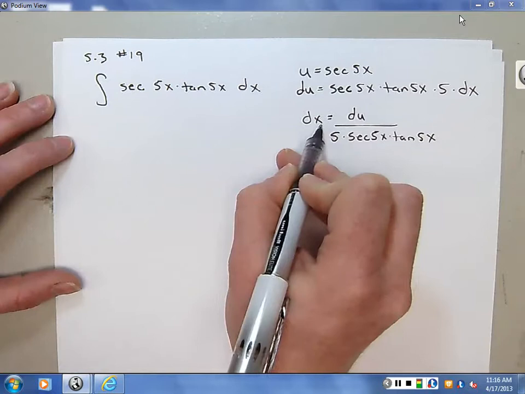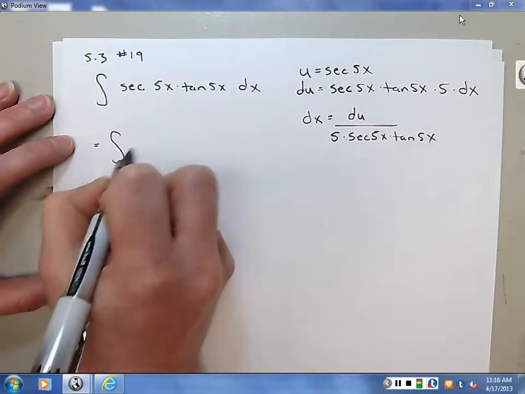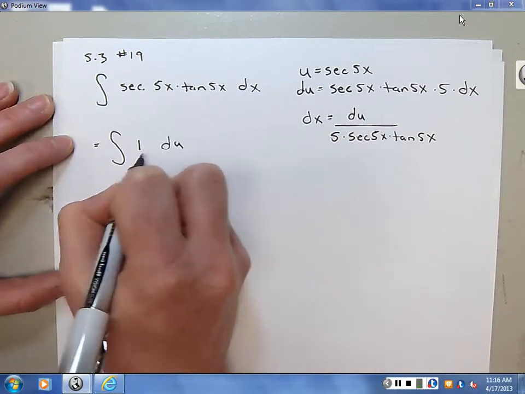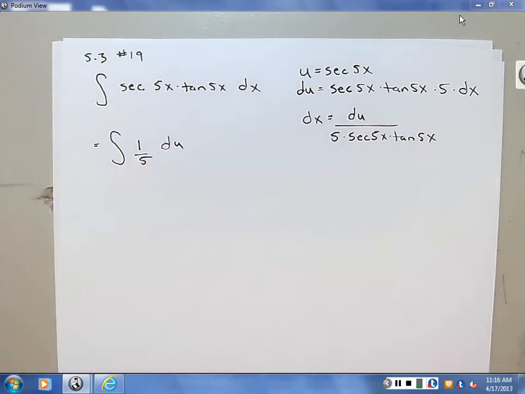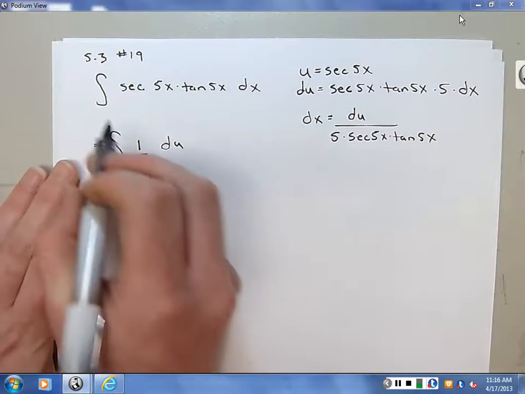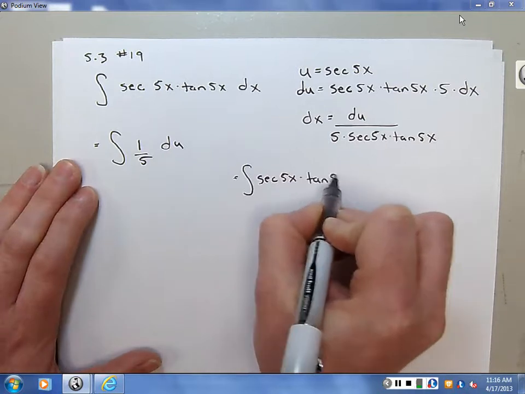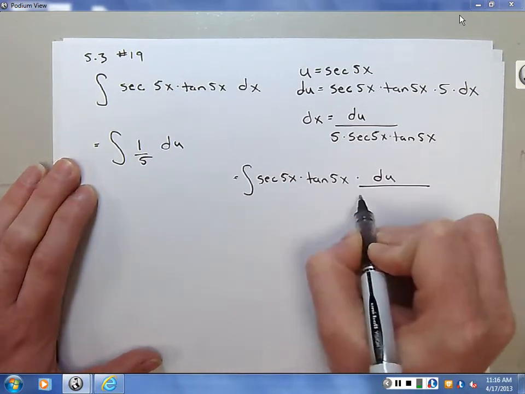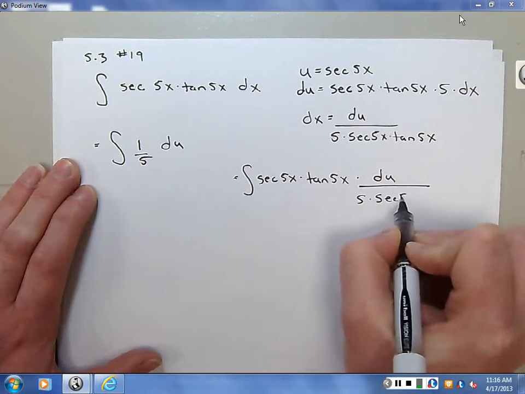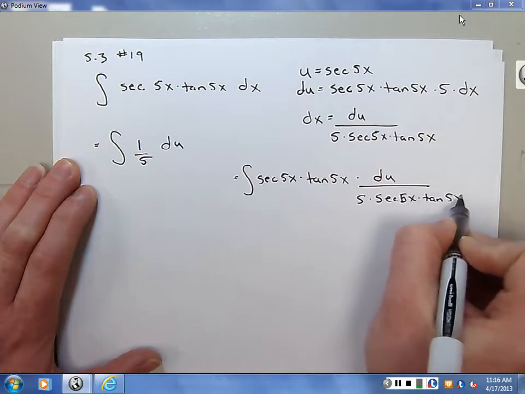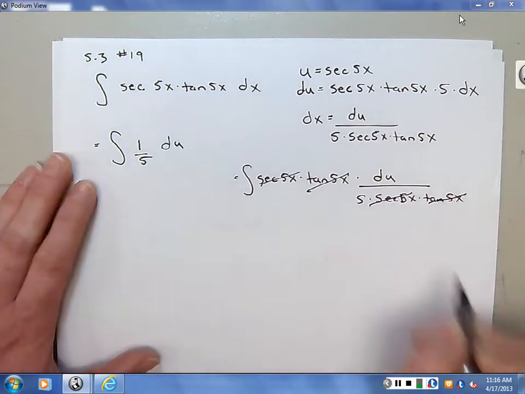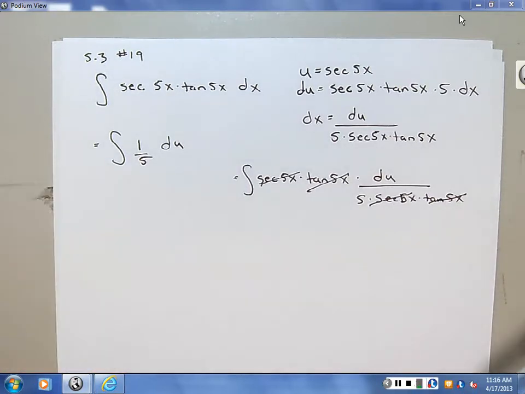So if I plug in what dx is in terms of du, I get the integral of 1 over 5 du. You can kind of see that if I have the integral of secant of 5x times tangent of 5x times dx in terms of du, tangent of 5x cancels, secant of 5x cancels, and I'm left with 1/5 du. What is the integral of 1/5 with respect to u? The derivative would be 0.